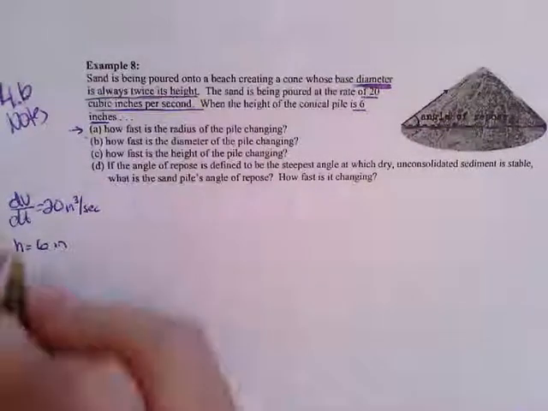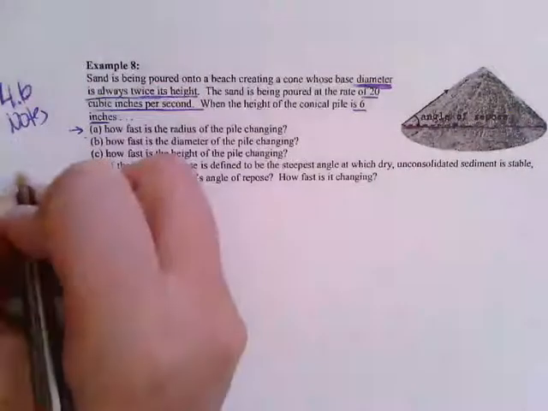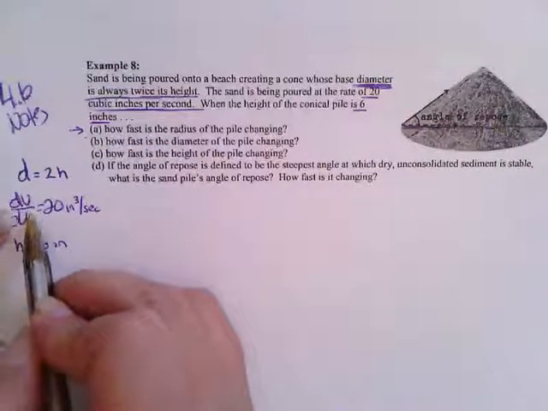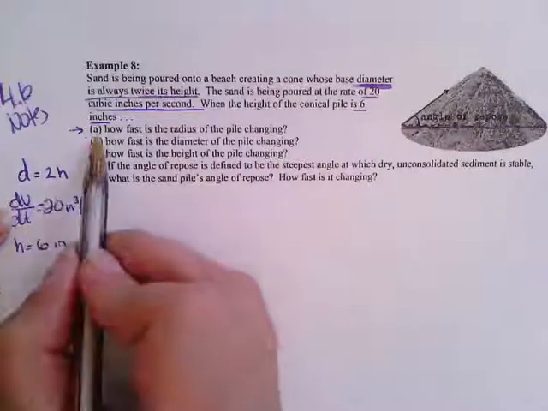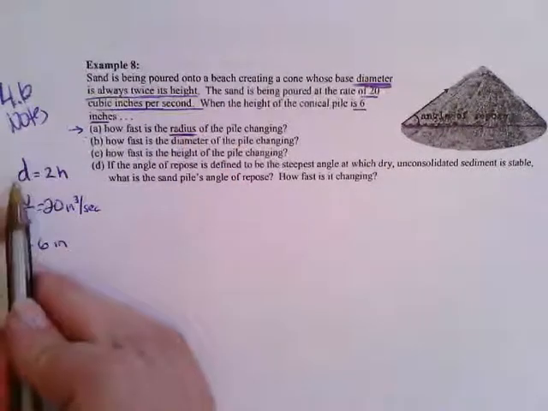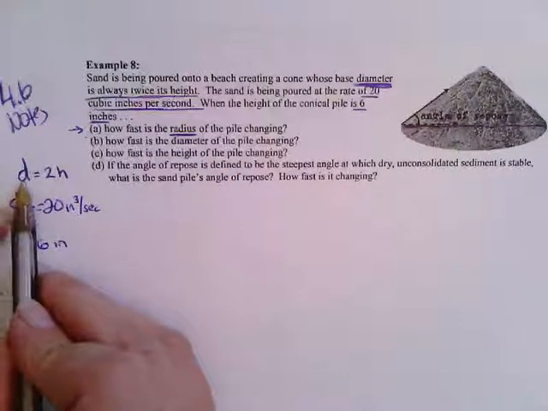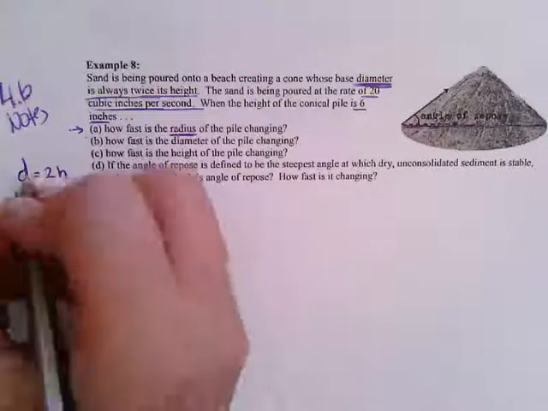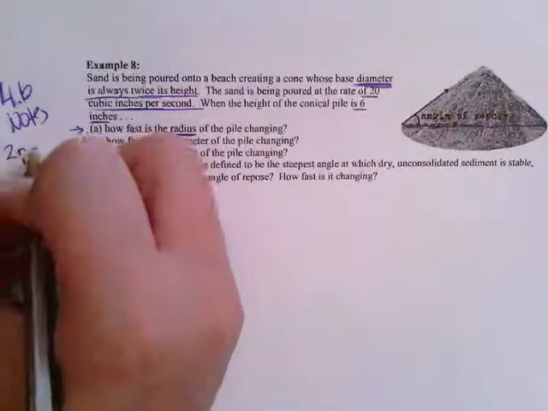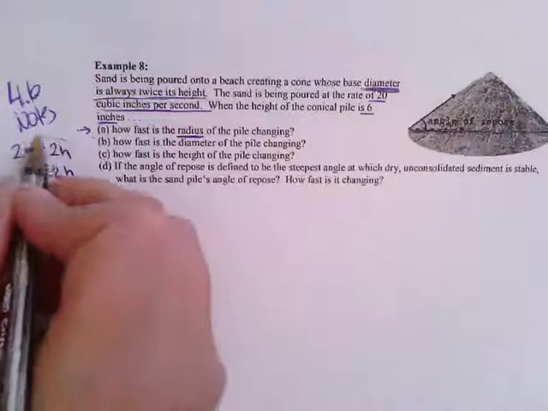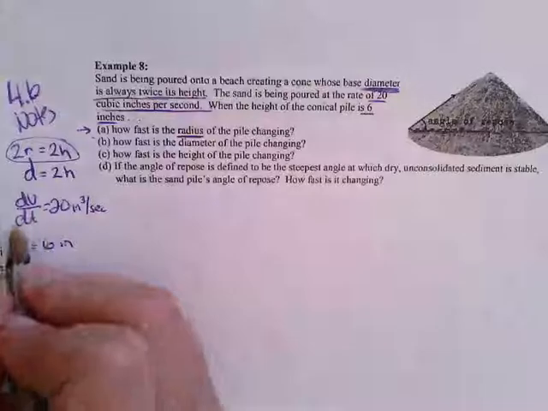So basically the idea is that the diameter is always going to be 2 times the height. Since we are dealing with volume, and just by looking at question A, you see that it's asking about the radius, we're going to need to deal with radius rather than diameter. So knowing that D equals 2H, we can also say that 2R is equal to 2H. So this might be useful in a second. And this is given and this is given.